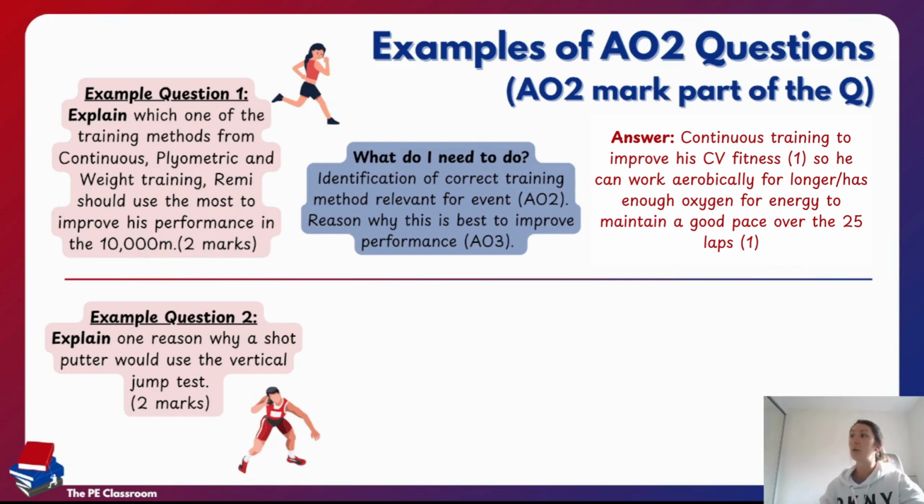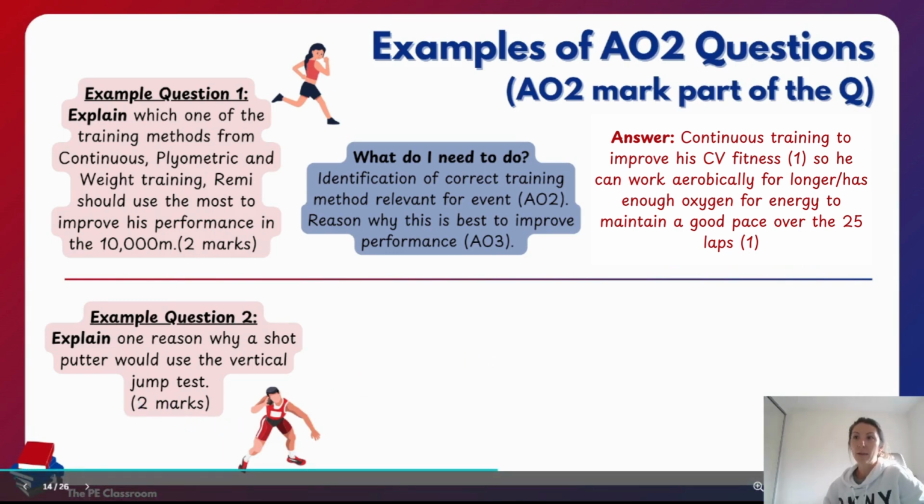And then your other mark, so you can work aerobically for longer, or you could say something like has enough oxygen for energy to maintain a good pace over the 25 laps. Spelling mistake there, see if you spotted it. So already there you can see that they've gained the 2 marks, but they've had to demonstrate the knowledge of continuous training and linking it to that sporting example before they've then given the reason as to why it's the most relevant. So that last bit there is that AO3. So again, if you're not sure about how to answer it, just demonstrate that knowledge or relate it to the sporting example and you're bound to get a mark.